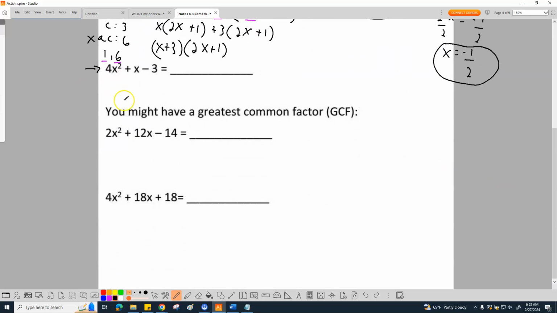You might have to factor out a greatest common factor first. And what that means is, check it out. When you look at these terms, are they all even? In this case, yes. So in this one, I can pull out a 2. So I can pull out 2, and then I have x squared plus 6x minus 7. And then I can kind of ignore this 2 a little bit, like not fully, but kind of. I can basically put it up here as part of the answer. It'd be 2, would be in here. And then I can factor this out.